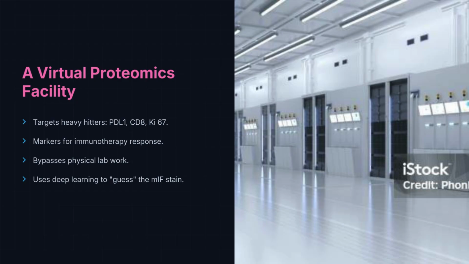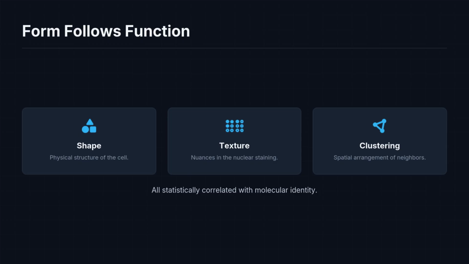Which brings up the big question, right? How can a simple image of physical structure predict something as complex as chemical protein expression? It feels a little like magic. Well, it means that the H&E image has way more information in it than a human can see. The AI works on this basic principle that form follows function. So the shape of a cell, its texture, how it clusters with its neighbors. All of that is statistically correlated with its molecular identity.